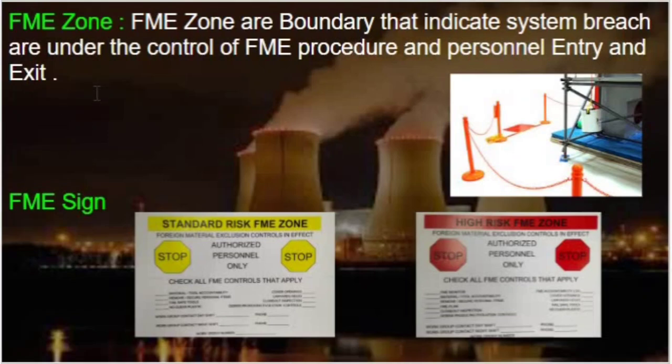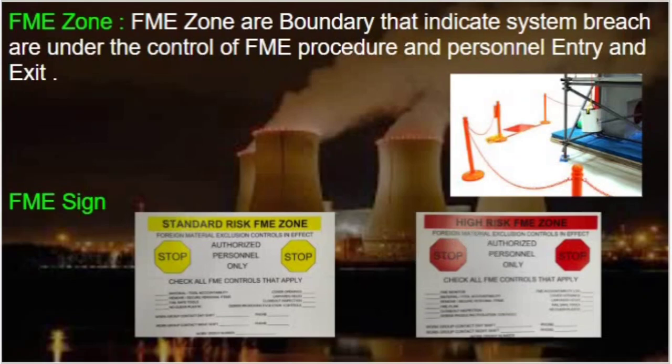Now, what is an FME zone? An FME zone is a boundary that indicates the system breach is under the control of FME procedure and personnel entry and exit. That means it is a type of boundary that shows other people that this area is under the control of FME procedure. That means do not enter inside, please. And there is a signage. There are two kinds of signage here, a standard risk zone and a high risk zone. What is the difference between these two signs? We are going to discuss it in the next video and slide.